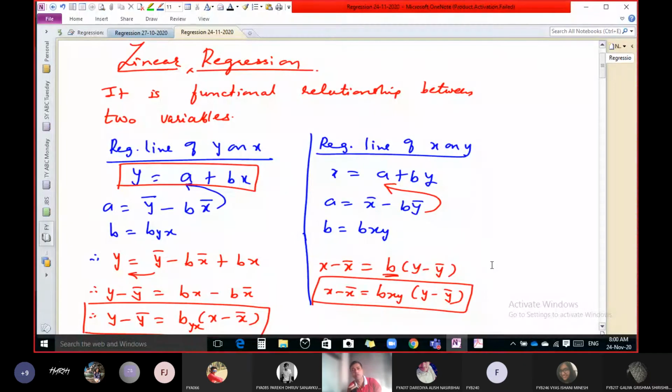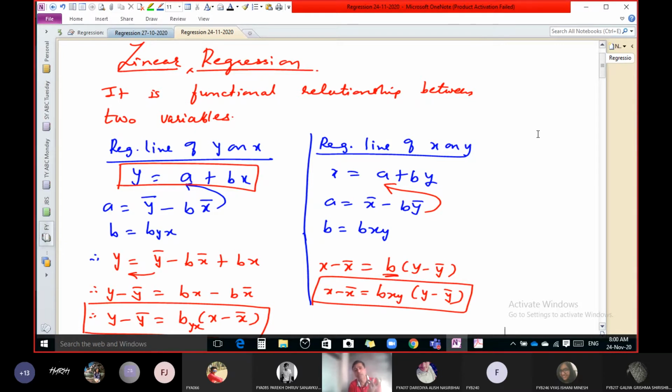Now see, what is the definition of regression? Regression, in simple terms, we can say, is the functional or mathematical relation between two variables. According to our syllabus, here we have to study two variables only. There may be more than two variables, but that is beyond our syllabus.